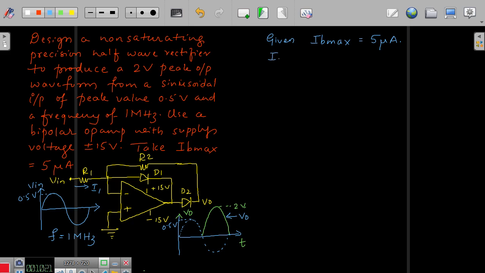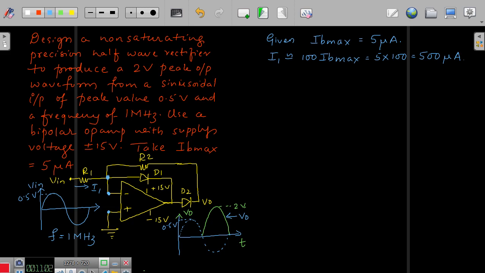So I1 for bipolar, we can take it approximately equal to 100 times IB max. So 5 into 100, this becomes 500 microampere. All of you agree with me or not? The value of I1 is 500 microampere. Okay. So this potential is a zero potential. This potential is also zero potential. Obviously, this will also be a zero potential by virtue of the virtual ground concept.